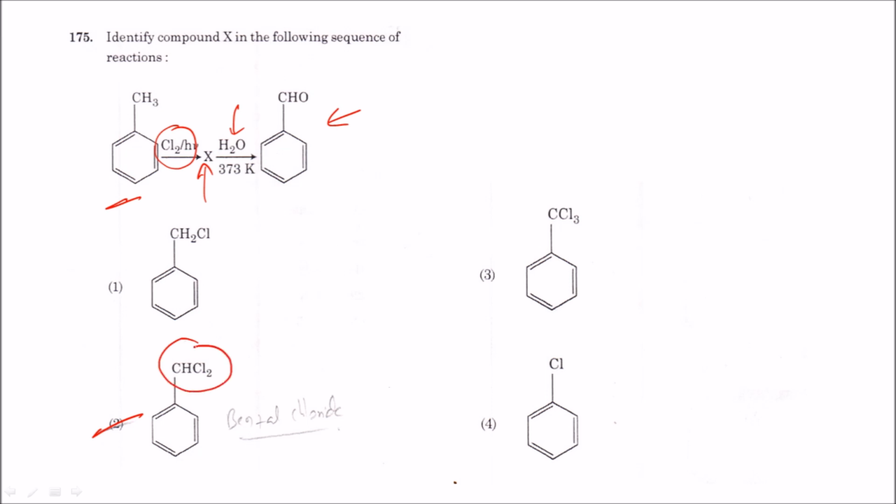You can see here, 2 hydrogen atoms of this methyl group are replaced by 2 halogens, so we get formation of benzal chloride. And once you get this, upon hydrolysis it results in formation of benzaldehyde. So the right option for this question is the second one, that's benzyl chloride.